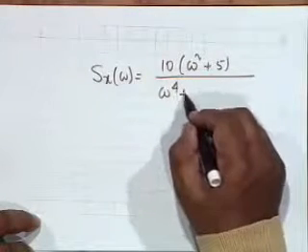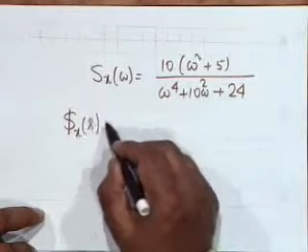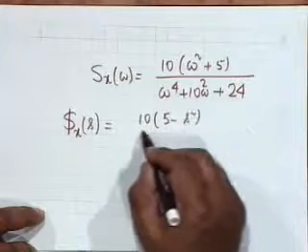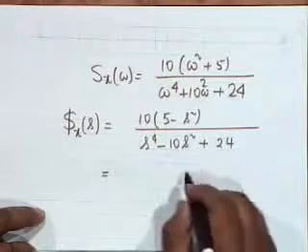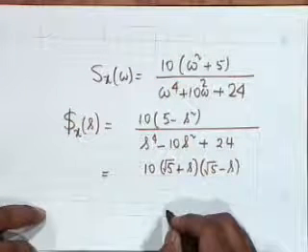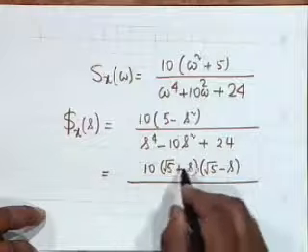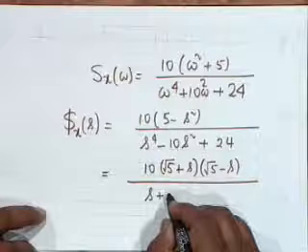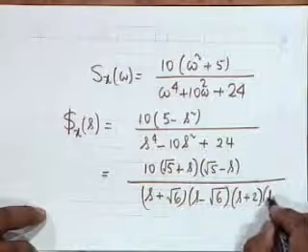We illustrate this with the help of an example. Suppose Sx of omega equals 10 omega squared plus 5 divided by omega to the 4 plus 10 omega squared plus 24, let's say. Then my analytic continuation becomes 10 times 5 minus s squared divided by s to the 4 minus 10 s squared plus 24, which I can write as 10 times root 5 plus s, root 5 minus s, divided by, what can I write about this? S squared, 4 and 6. So, s plus root 6, s minus root 6, then s plus 2 and s minus 2.